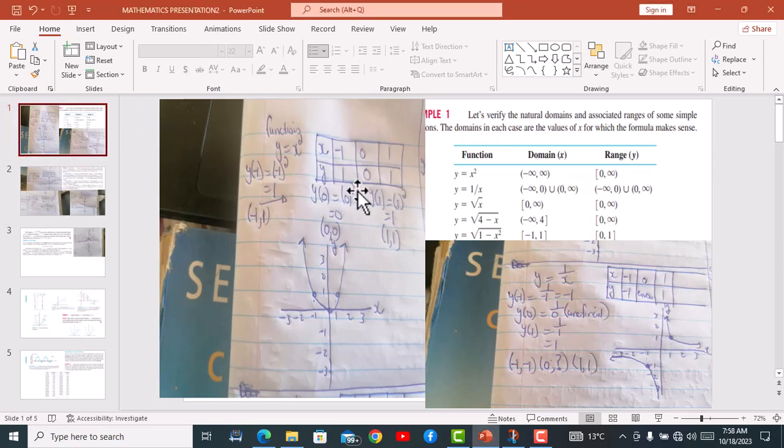Well, this is the slide that I have as the opening slide, and there's a lot of confusion as you can see here, but everything will become very clear as I explain. So we have this example one. Let's verify the natural domains and associated ranges of some simple functions. The domain in each case are the values of x for which the formula makes sense.